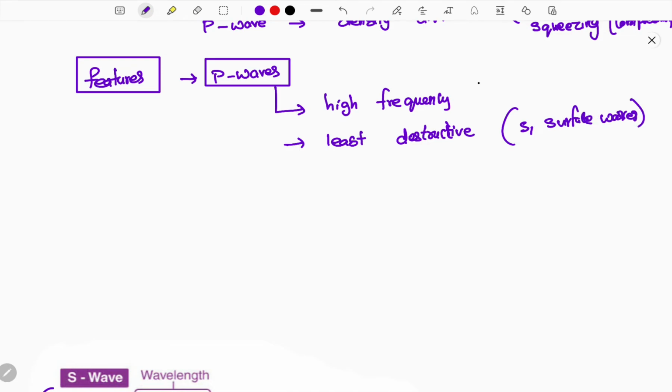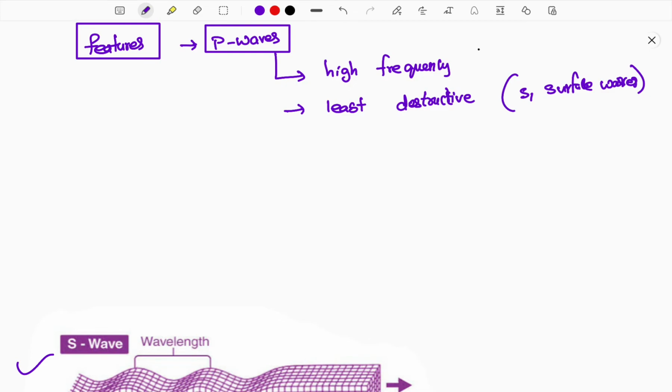When compared to the other forms of seismic or earthquake waves, P waves are less destructive. They don't destruct the surroundings. And also, when P waves reach the earth surface, mostly they will be converted into surface waves. That's another part of what we study over there.